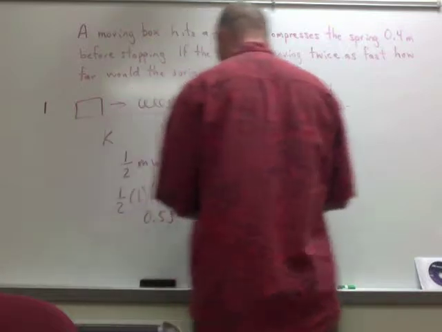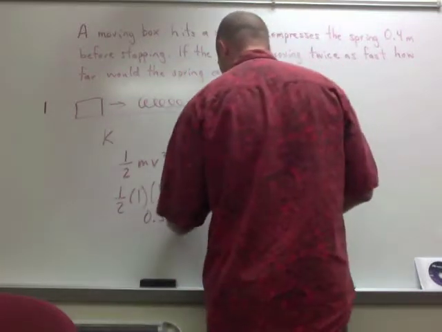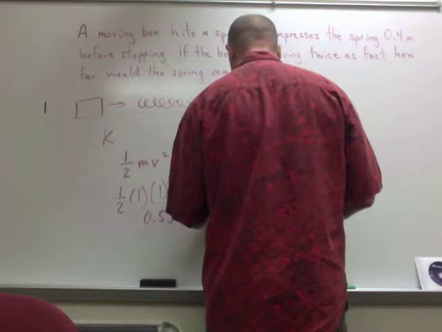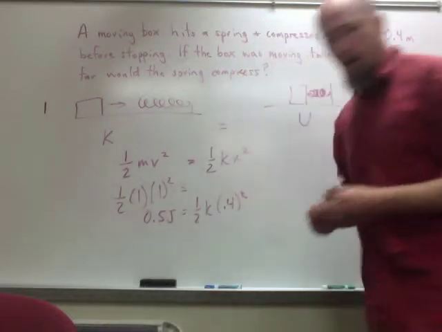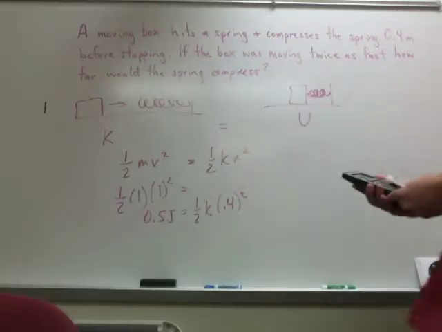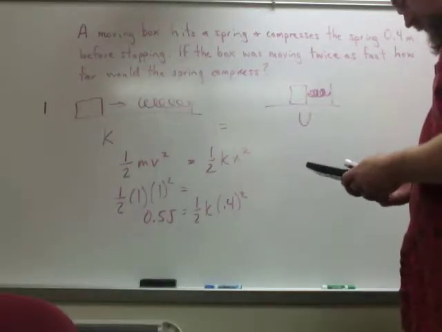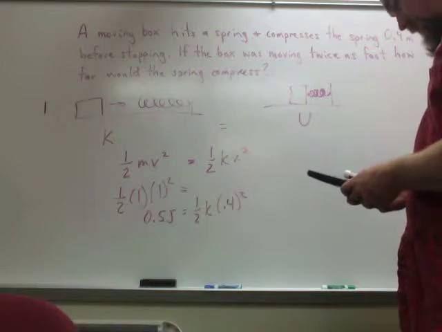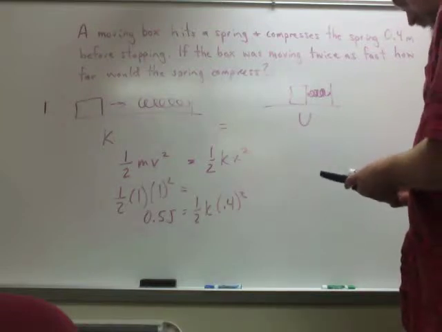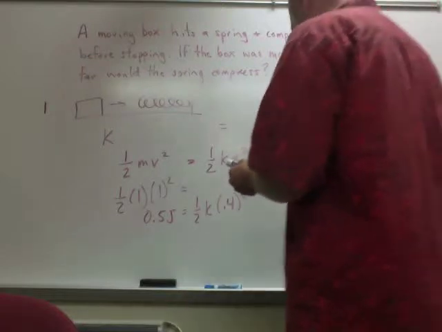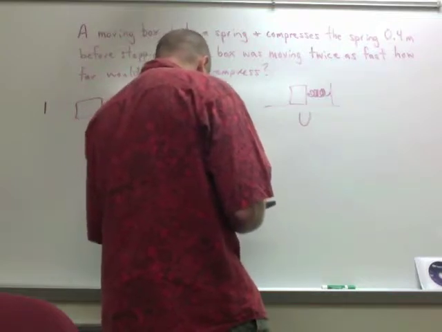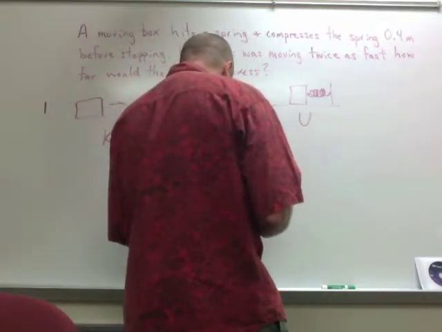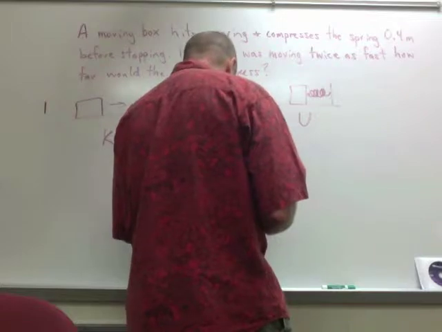And then on this side, I'm going to get 1/2 k times 0.4 squared. Now I can solve this for k. If I do this, 0.5 divided by 0.5 times 0.4 squared, which is 1 divided by 0.4 squared, is 6.25. So my k is 6.25 newtons per meter, because remember that's the units for k.